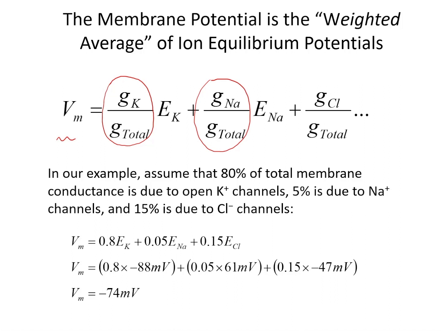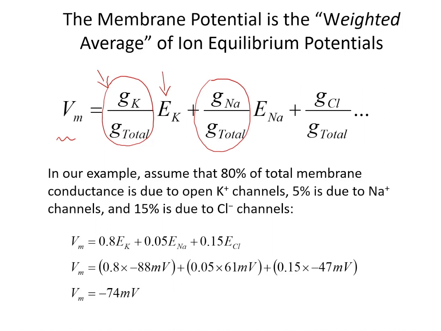So the key concept in this equation is that there are only two kinds of variables that can change a membrane potential. Either we change an equilibrium potential, and that could only be achieved by changing the ion concentration gradients across a membrane, which are usually maintained very stable, or we can change the weighting factors. That is, we can open or close ion channels. And that's physiologically how membrane potentials are regulated.